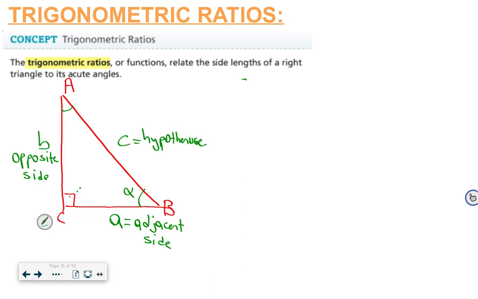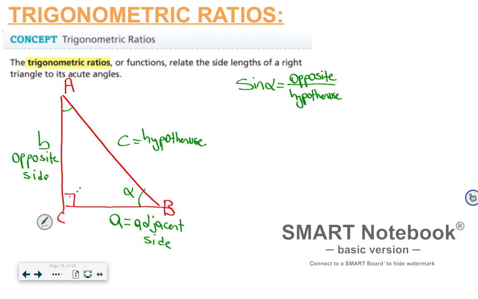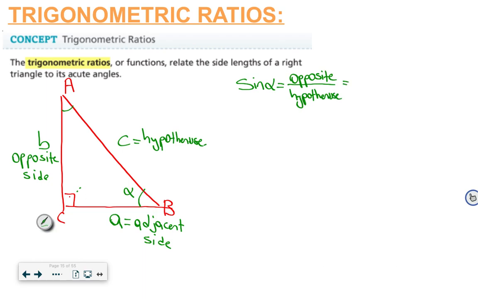The first one is the sine function, sine alpha. The sine function can be calculated as the ratio of the opposite side over the hypotenuse. What was the opposite side? The opposite side is b over, what is the hypotenuse? It is c. So b over c is going to give you the ratio of sine alpha.